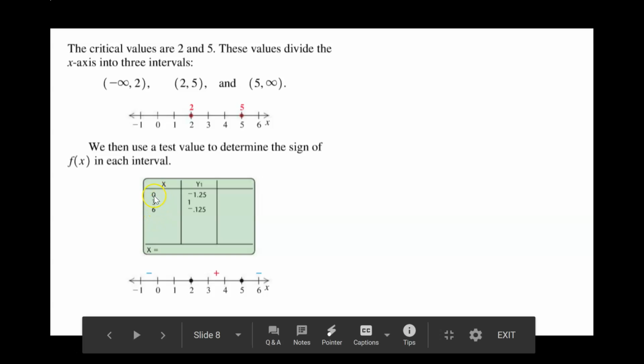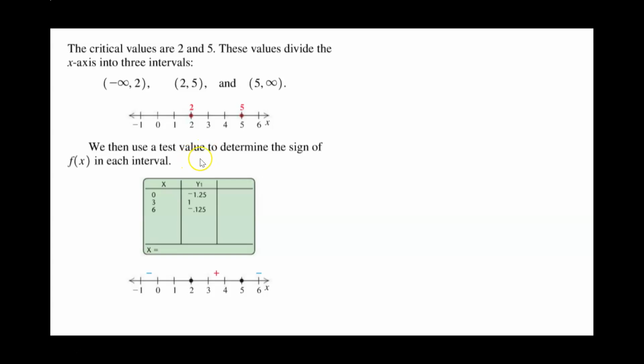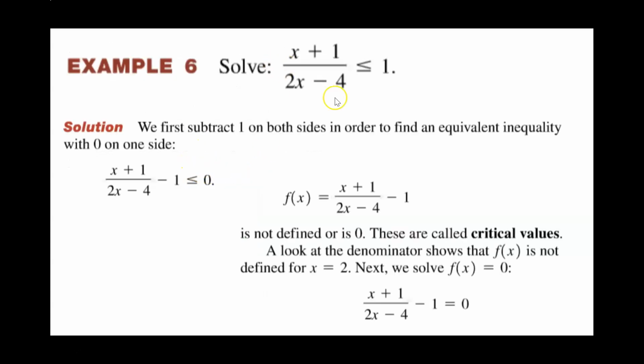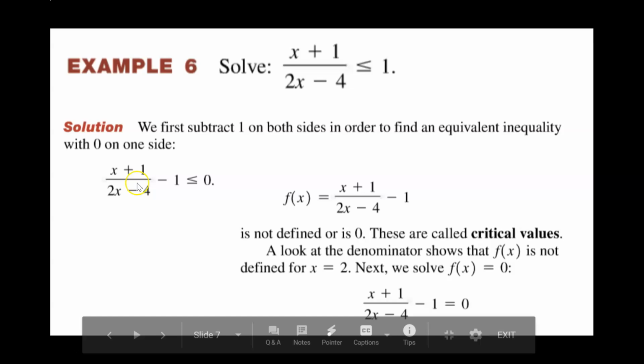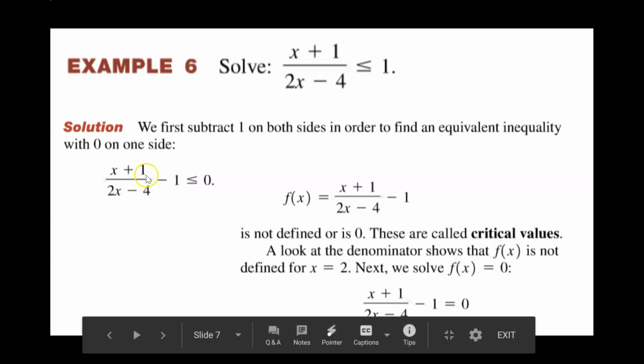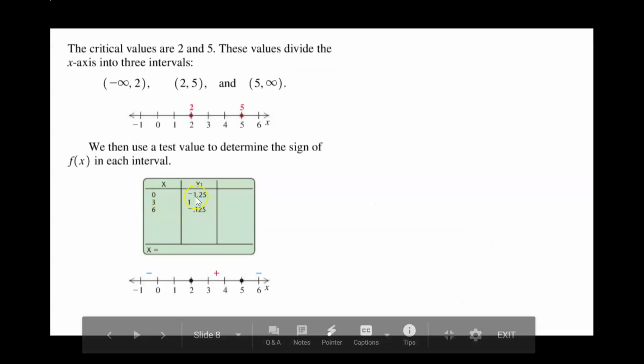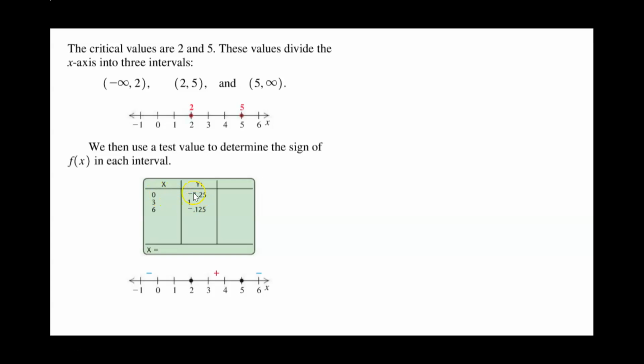We put these three test values in our calculator. Once we get our y equals set to the equation, you just put this equation right here into the calculator for y1 to figure out our test values. We get a negative number here, positive here, negative here. So what answer are we looking for? We're looking for negative answers, or we're looking for positive answers.